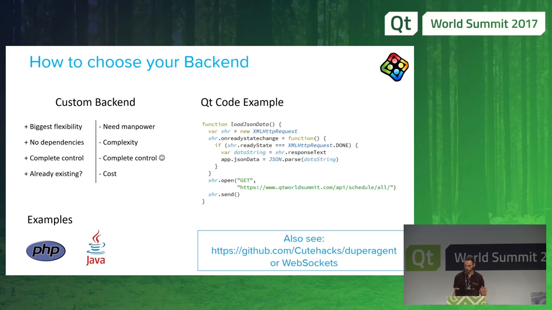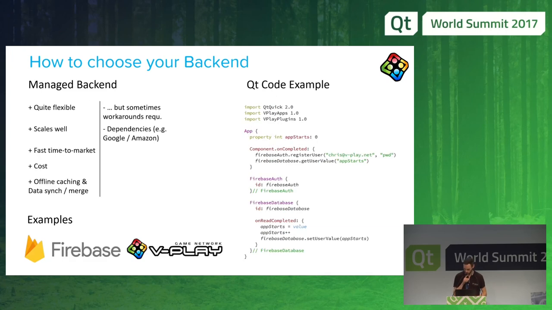The alternative to a custom backend is, of course, a managed or existing one. The advantage compared to a custom one is that scaling is already taken care of. For example, if you're taking Google Firebase, you have the Google power behind it, so it usually scales well no matter how many users you get. It also allows you to get to market quicker, so you can do an MVP faster, and it's usually a lot cheaper to set up, of course.